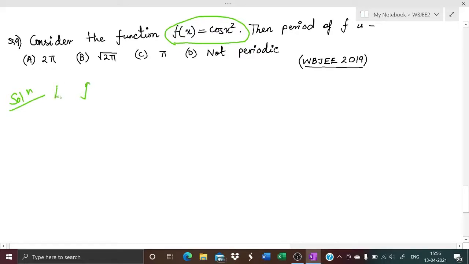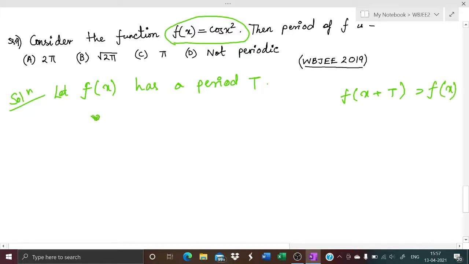Suppose I assume that f of x has a period T. Then if the period is T, f of x plus T is equal to f of x. That is the definition of a periodic function. So that will be cos of (x plus T) whole square is equal to cos x square, for all x belongs to R.